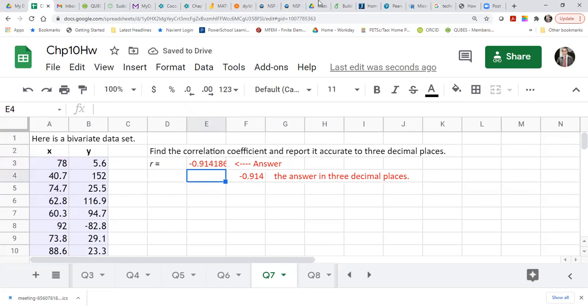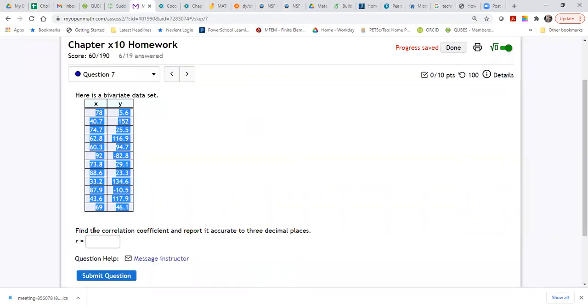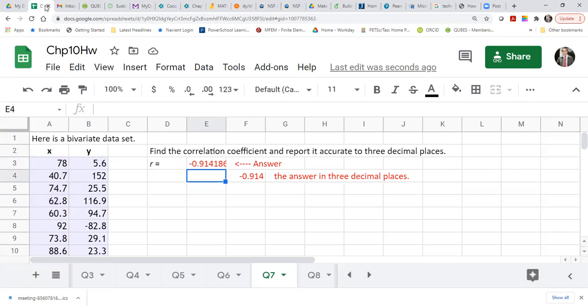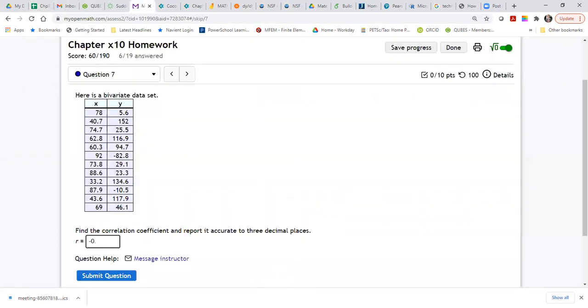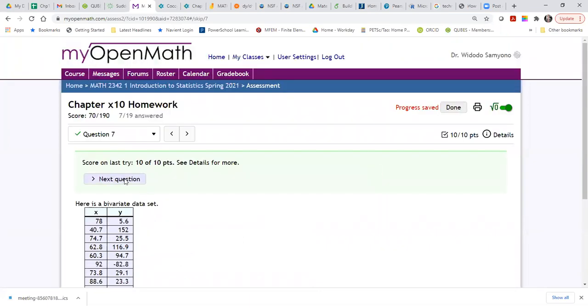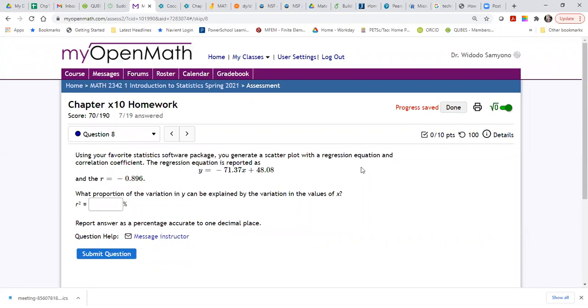So the answer is negative 0.914. Right? So don't forget to put the negative sign first. This is negative 0.914. Okay, so the next one. Yeah, for this one you simply square it and then multiply by 100 because you're looking for the percentage, right? Okay.